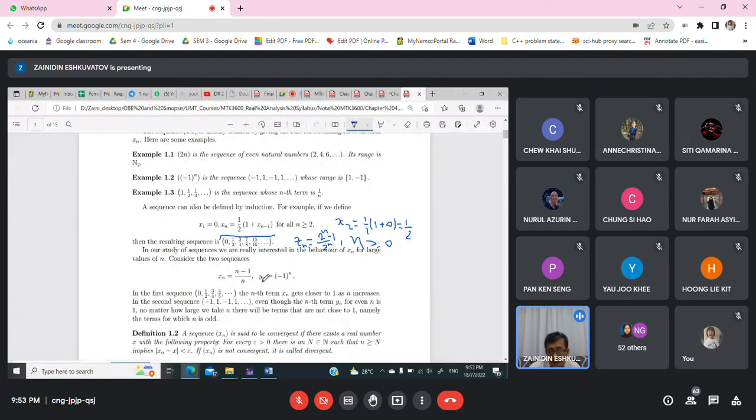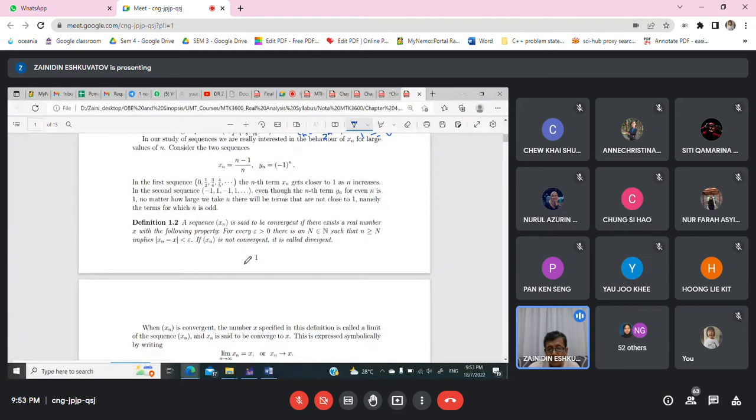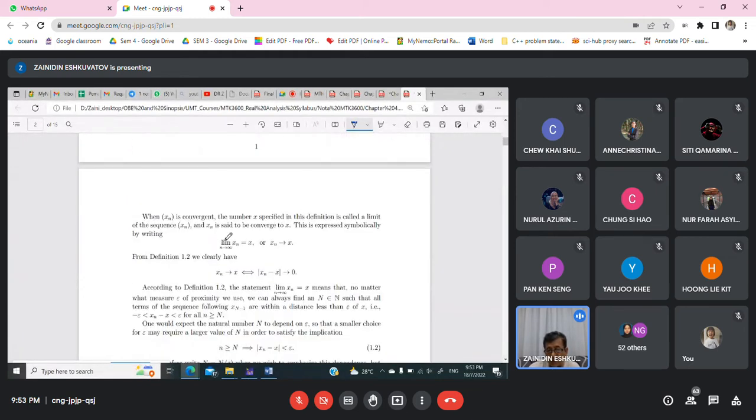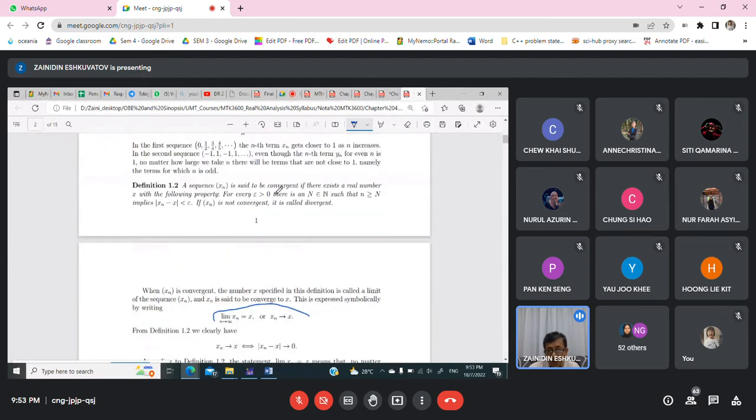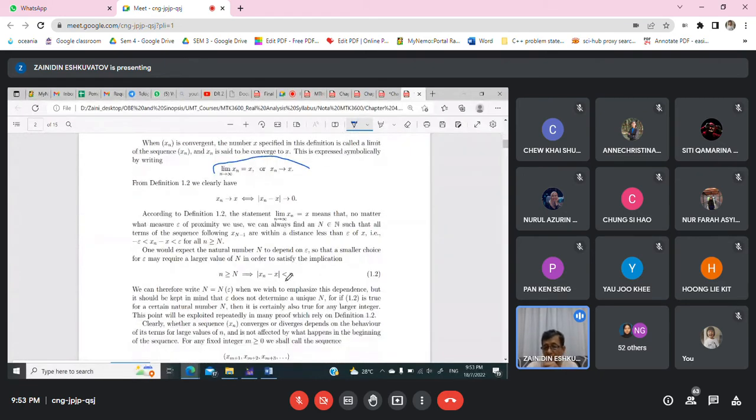One is like this. If you open up, you will get 0, 1 over 2, 3 over 4, 4 over 5, and so on. This one is minus 1, plus 1, minus 1, plus 1. Now, the important one is when a sequence is convergent. This is the limit definition. This is the epsilon definition. Please, you need to learn both definitions very well.